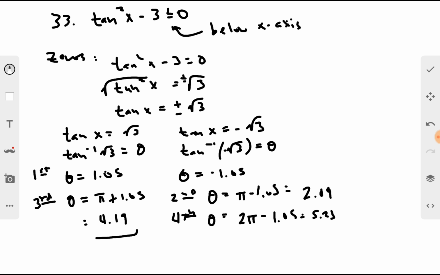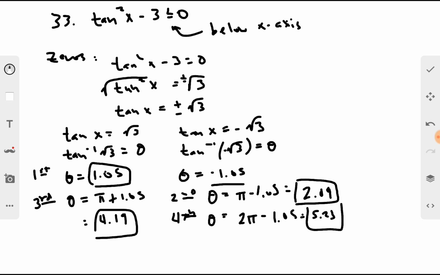Okay, so those are our 4 zeros. Those are our 4 x-intercepts. Whoops, not that one. This one and this one. Those are our 4 x-intercepts on the graph.